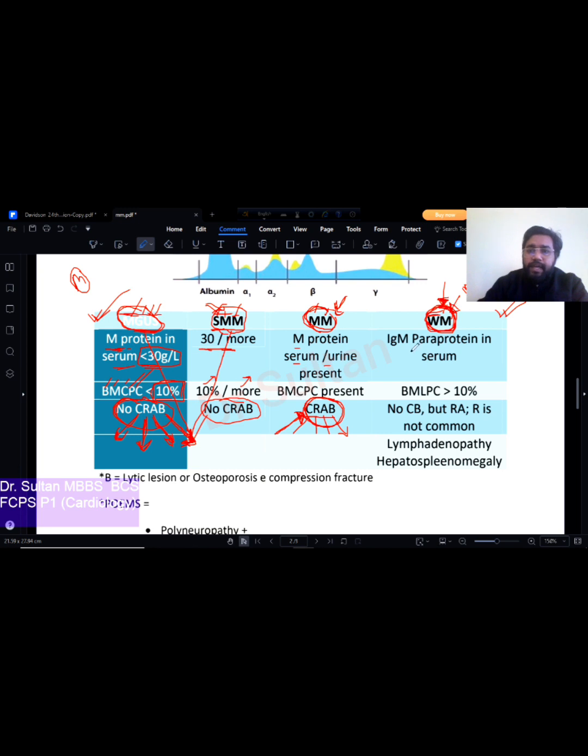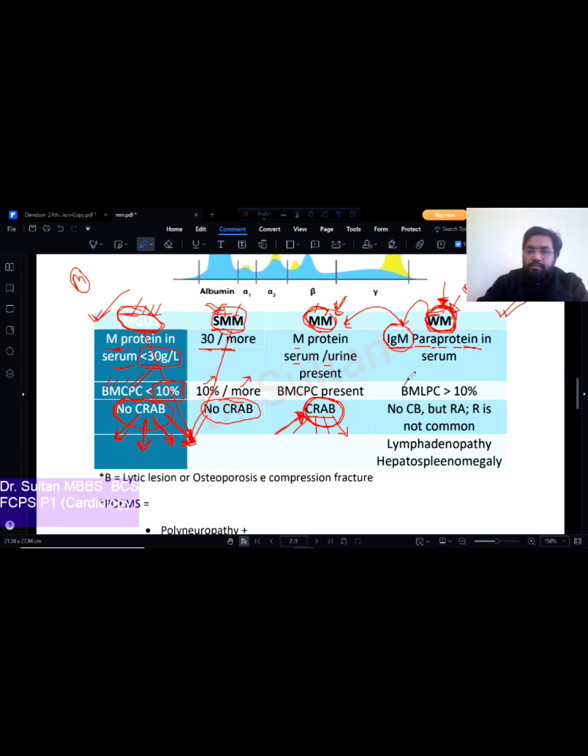Here there is IgM paraprotein in the serum. IgM is one of the paraproteins, so IgM can also be present in multiple myeloma, but Waldenstrom macroglobulinemia is exclusively for this IgM paraprotein. So IgM paraprotein can be present in both multiple myeloma and Waldenstrom macroglobulinemia.